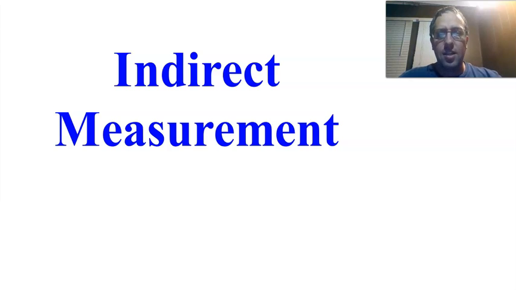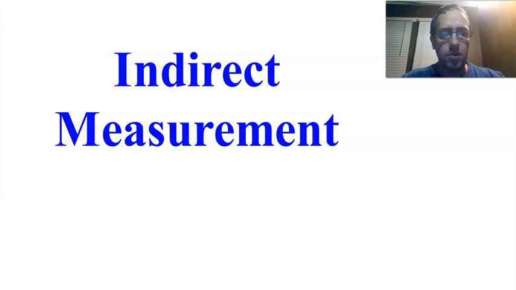Hello class, today we are going to talk about indirect measurement. Indirect measurement is a method that we can use to measure things without actually measuring them. So for example, maybe something's too tall. You don't have a tape measure long enough, or you can't get all the way up to the top of it, right? Like measuring how tall a tree is. Very difficult to do that directly, and so what we use is indirect measurement.